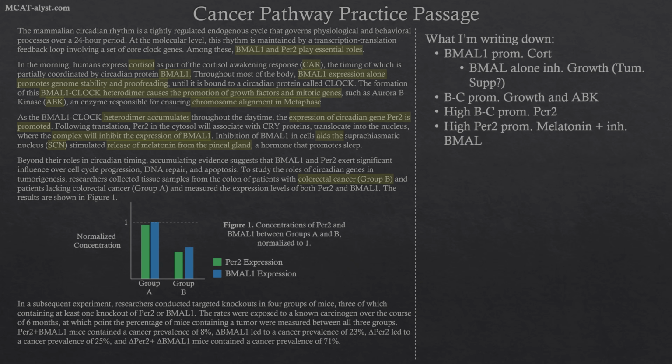They're calling this group B, and patients lacking colorectal cancer, you're going to call that group A, and measured the expression levels of both of these proteins they've talked about earlier. And the results are shown in figure 1.